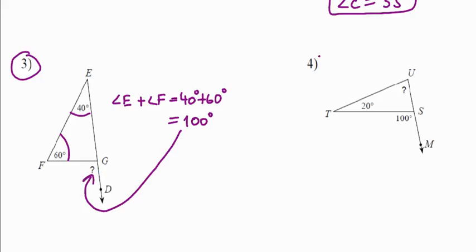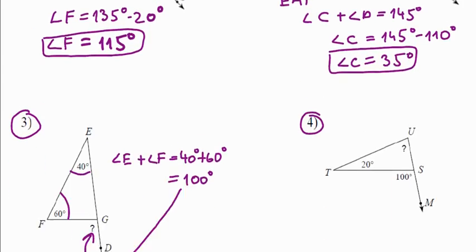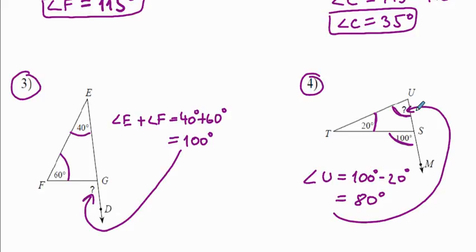And the last one is number 4. Number 4 is, I think, almost the same as the first one. So we're missing an angle inside. We have one of the angles inside, which is 20. And we have the external angle, which is 100 in this case. So if I want to find angle U, I will subtract 20 from 100, and I will get 80. And that is my angle U in here.